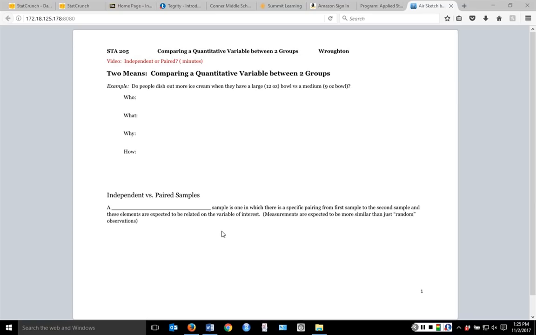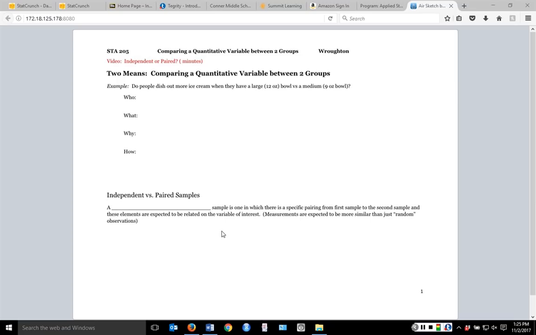So to start this, we're going to look at an example to see if people dish out more ice cream when they have a large 12-ounce bowl compared to when they have a medium 9-ounce bowl. It's sort of a psychological example here. See if your mind is played by the bowl size.